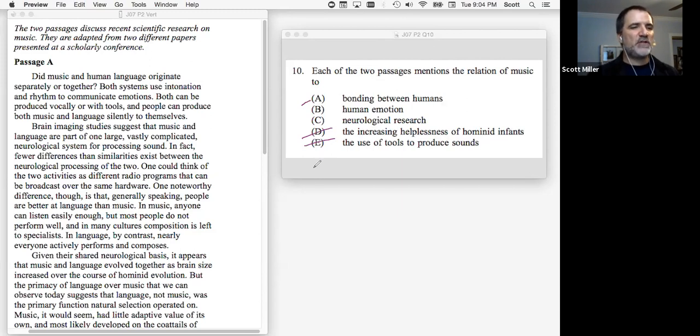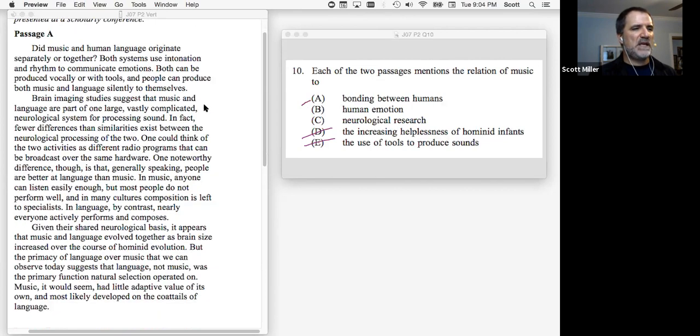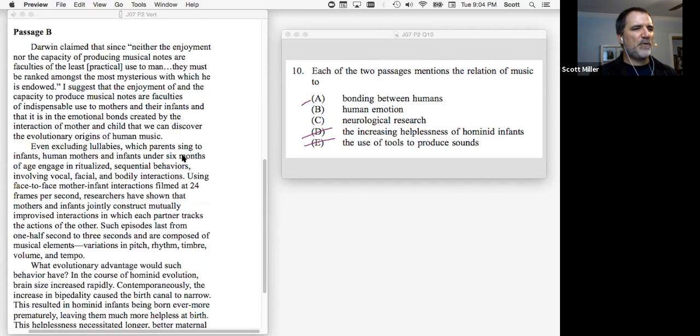So maybe I can get rid of two answer choices, and I've kind of half eliminated one, and now I've got to make my final decision, right? So again, this is where that last question comes in. Do I go back to the passage? You might trust your instinct. Out of all these answer choices, I remember that human emotion definitely seemed to be part of what they were talking about, the bonding between mothers and infants. They were talking about that in passage B. In fact, I could probably go back and find that pretty quickly.